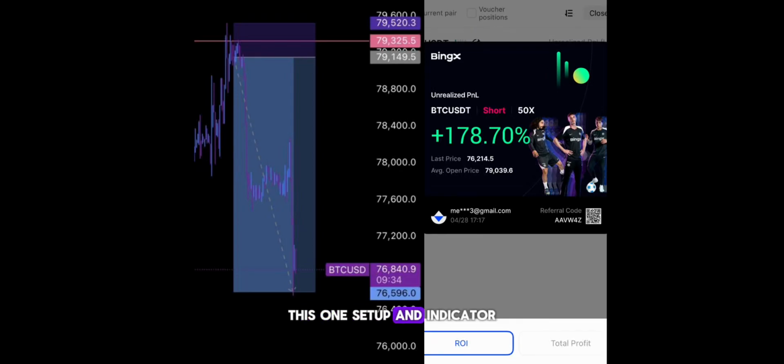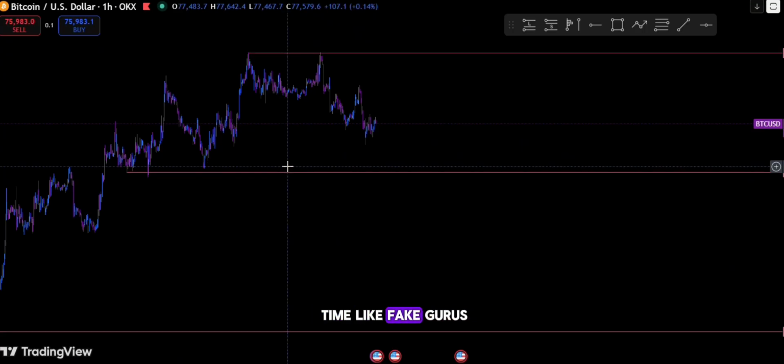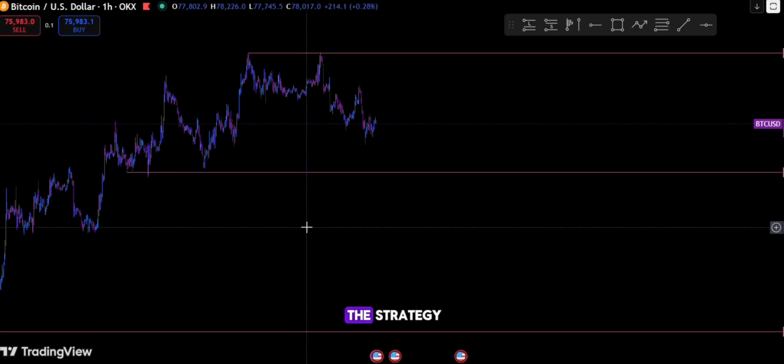This win setup and indicator is the exact reason why I stopped taking random trades and became an extremely profitable trader. So without wasting any time like fake gurus, let's dive into the strategy.